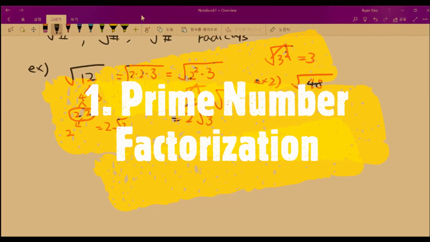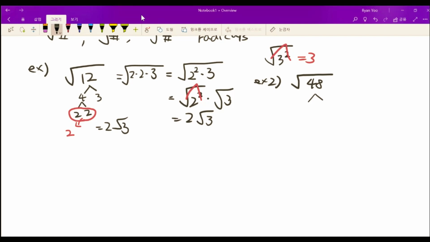48. Let's do 48. If you do not know what times what is 48, you could always try this. You look at the last number, 8, an even number, so it is divisible by 2. 2 times 24 is 48, and 24 is 6 times 4. You know 4 is 2 times 2, 6 is 2 times 3, and from here all you need to do is pair them. There are two 2s, so pair them. There's another 2, one here and one on the bottom, so pair them.